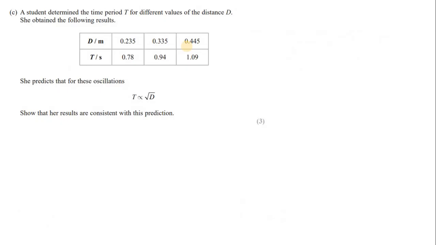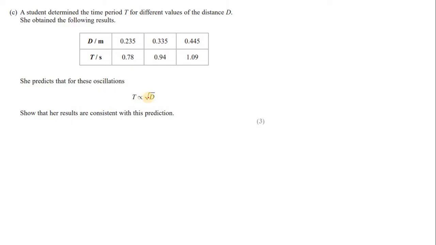Part C. A student determined the time period T for different values of the distance d. She obtained the following results. This is d, some measured distances 0.235, 0.335 and 0.445, and the time period for particular distances. She predicts that for these oscillations, T is proportional to root d. We read it as T proportional to square root of d. Show that her results are consistent with this prediction.